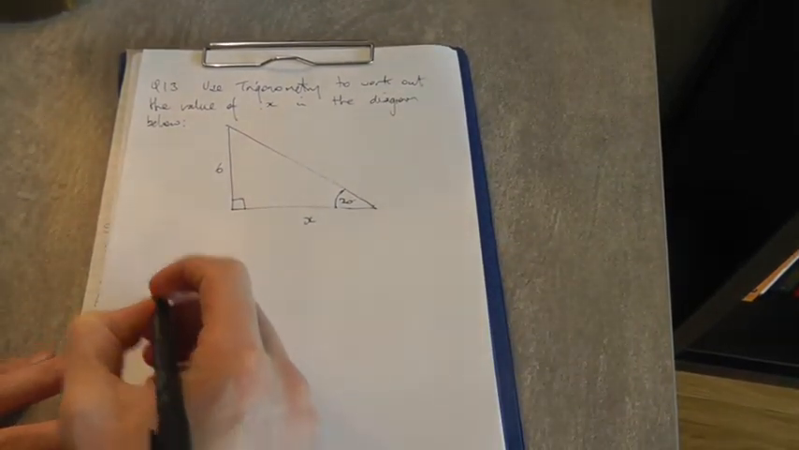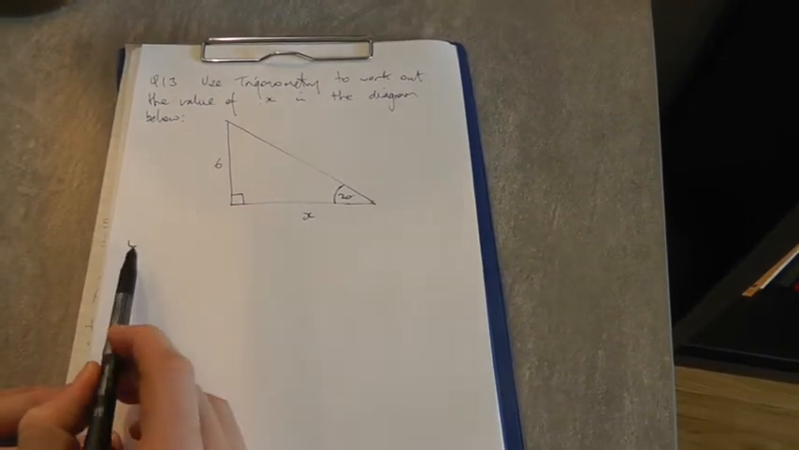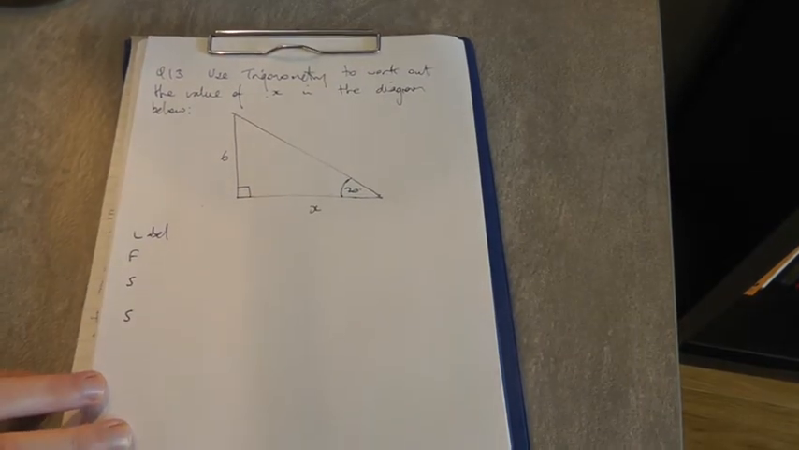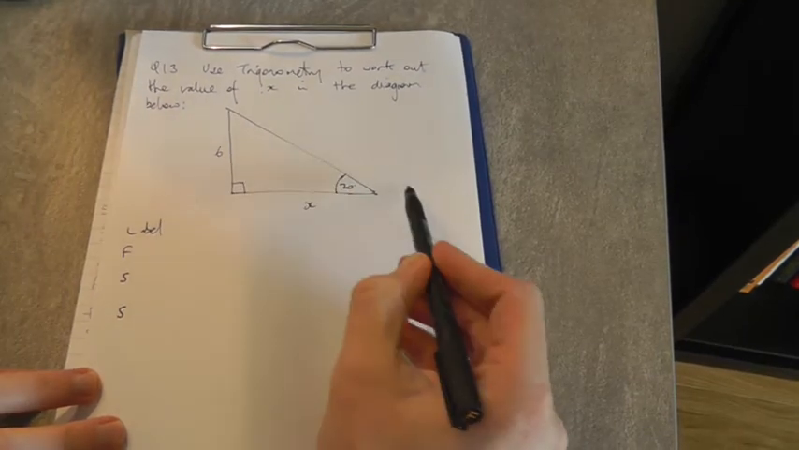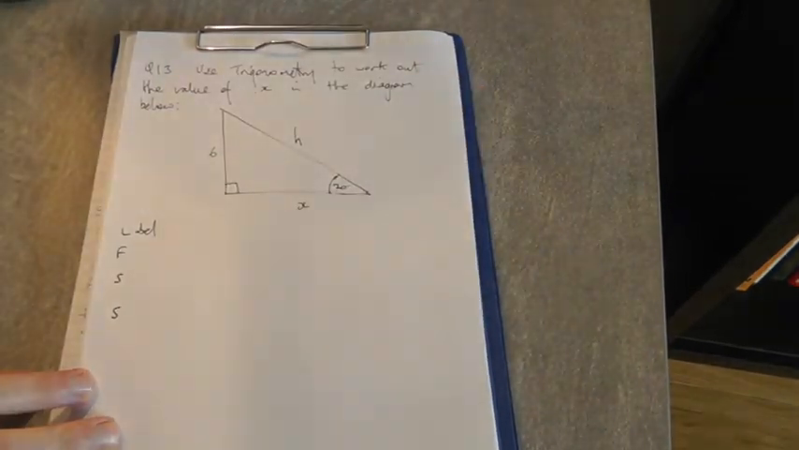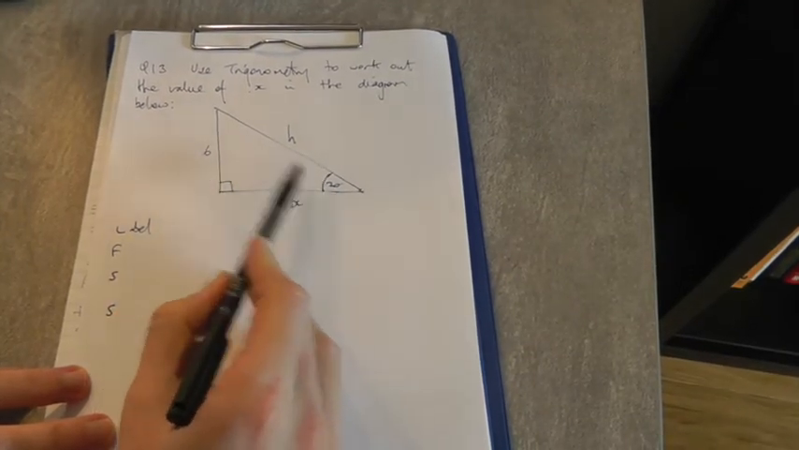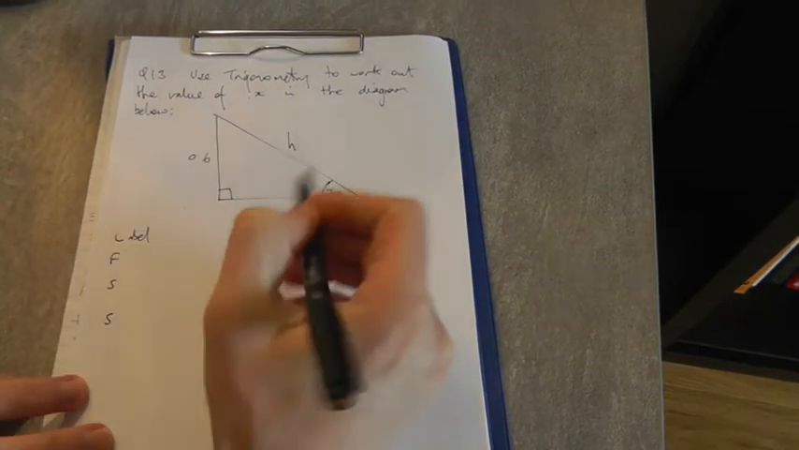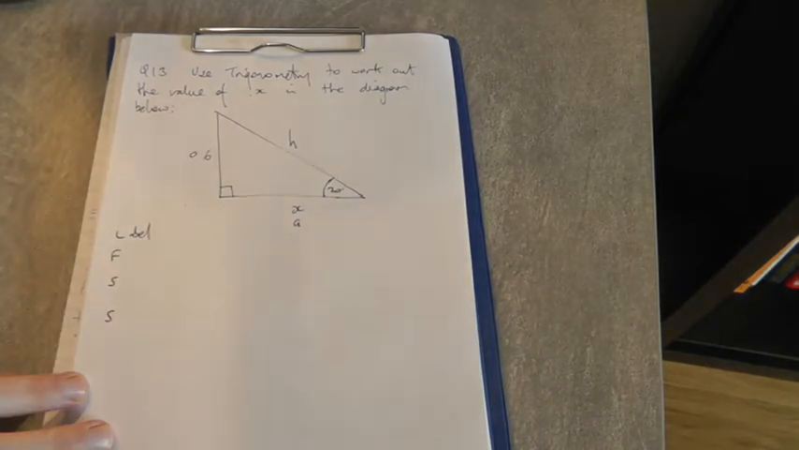So I'm going to just put down my 4-point plan here. The first letter L stands for label. So I'm going to label this triangle. The side opposite the 90 degrees, and the longest side, is known as the hypotenuse, H for short. Our angle is 20 degrees, and the line opposite that angle is the opposite, call it O for short, and the line beside that angle is the adjacent side, I will call that A.